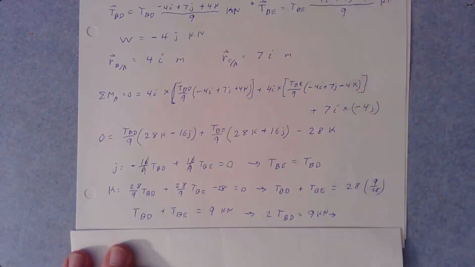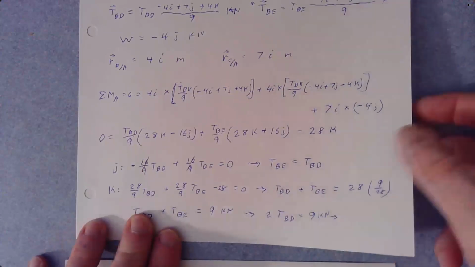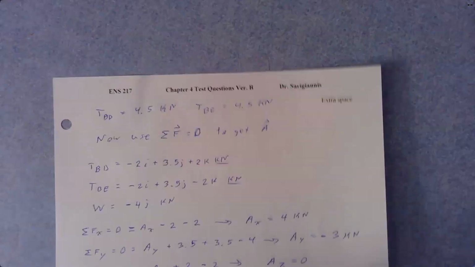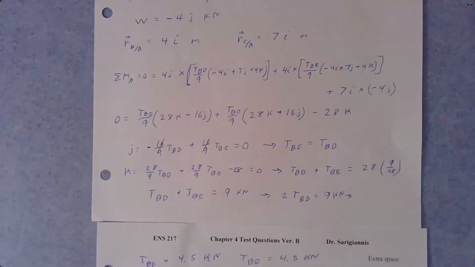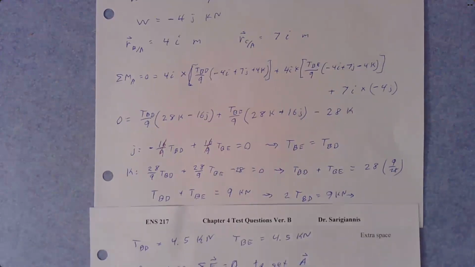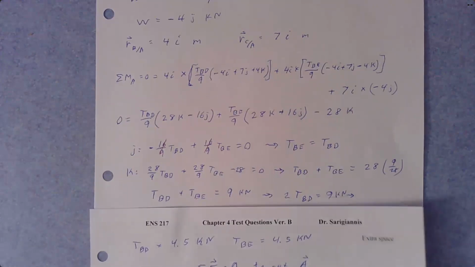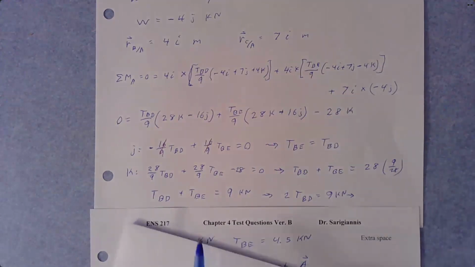Right? So we wind up finding out that these add up to 9. So 2 TBD is 9, which gives you, go to the next page, TBD is 4.5 kilonewtons, TBE is 4.5 kilonewtons, right? They're both 4.5 kilonewtons because they're equal and they add up to 9. And in this case, I just replaced TBE with TBD. You wind up with 2 of them.